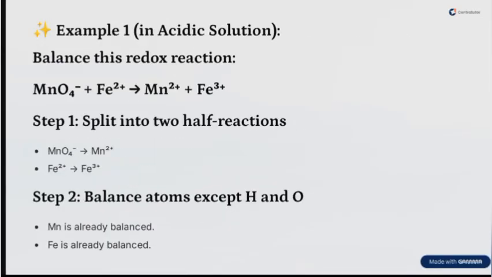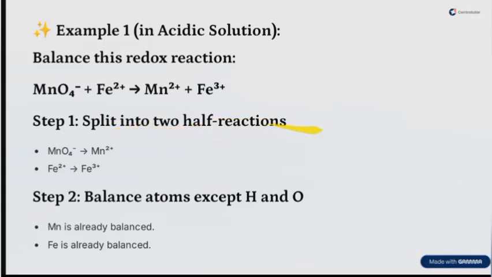So this is the reaction. We have to balance this redox reaction. This is the redox reaction: MnO4 minus plus Fe2 plus to give us Mn2 plus and Fe3 plus. I said the first step you will do is split it into two halves. This is the first step.